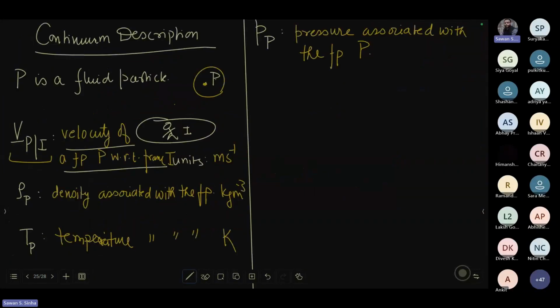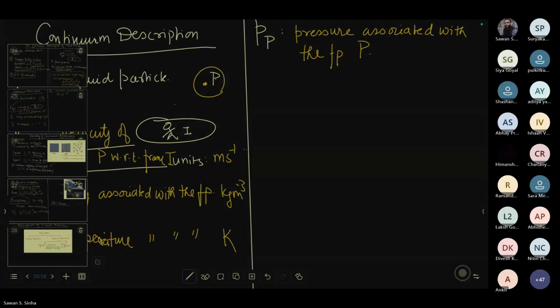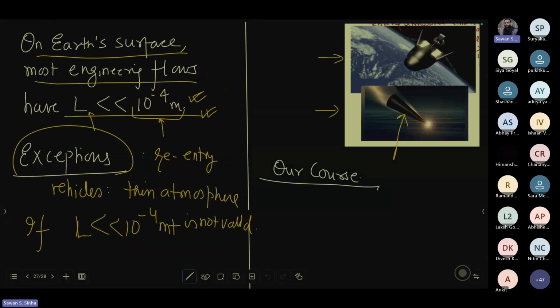You cannot define a fluid particle. You cannot talk about velocity of a fluid particle or density or temperature or pressure. All these things will not be applicable. In that case, you have to do some special things. Those special things will be related to the molecular description. You will have to go back. Thankfully, in this course, we are not going to worry about this. In this course, we are going to only talk about applications of flow of water, air, liquids, gases near Earth's surface. This condition is very much valid. We are going to stick to the continuum description in this course.